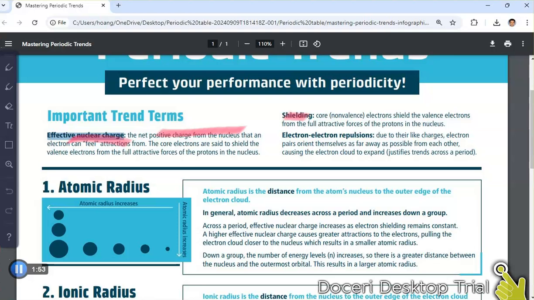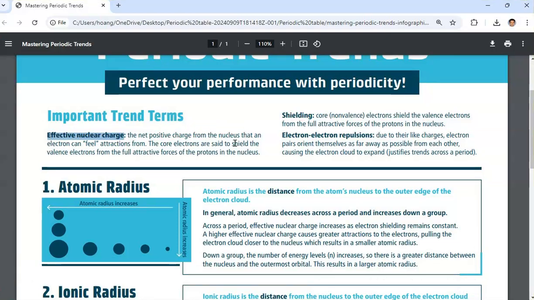Okay. Electron repulsion. You can pretty much read that and understand that due to like charges, electrons repel each other, because like charges repel and opposite charges attract. And so the first trend that we're going to talk about is radius.